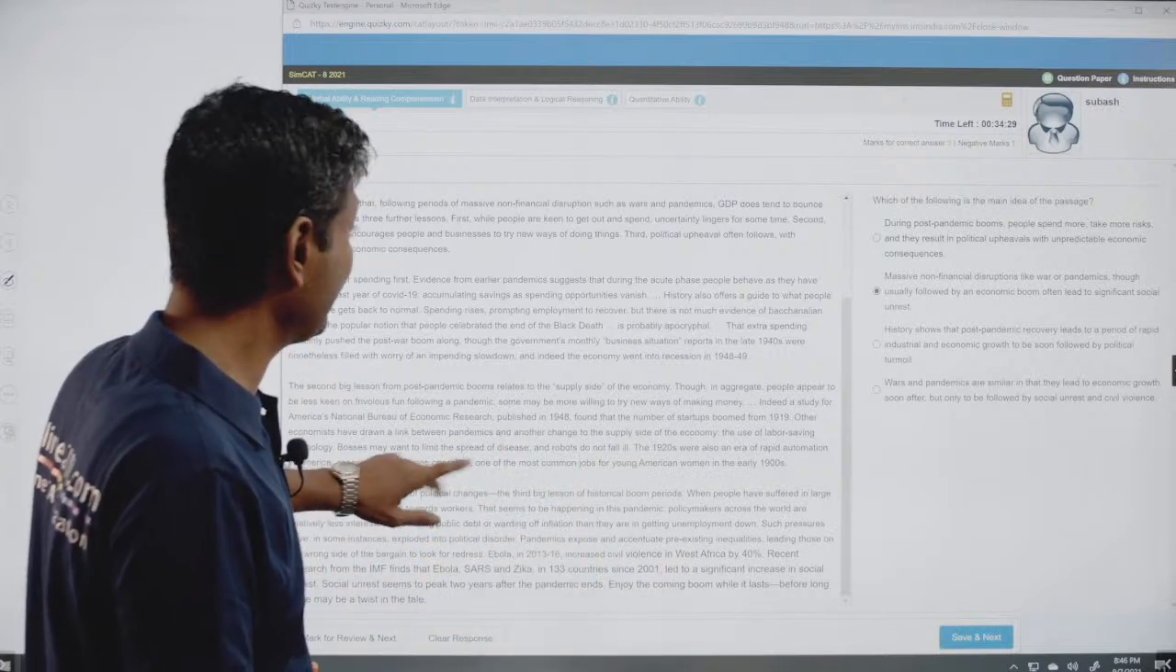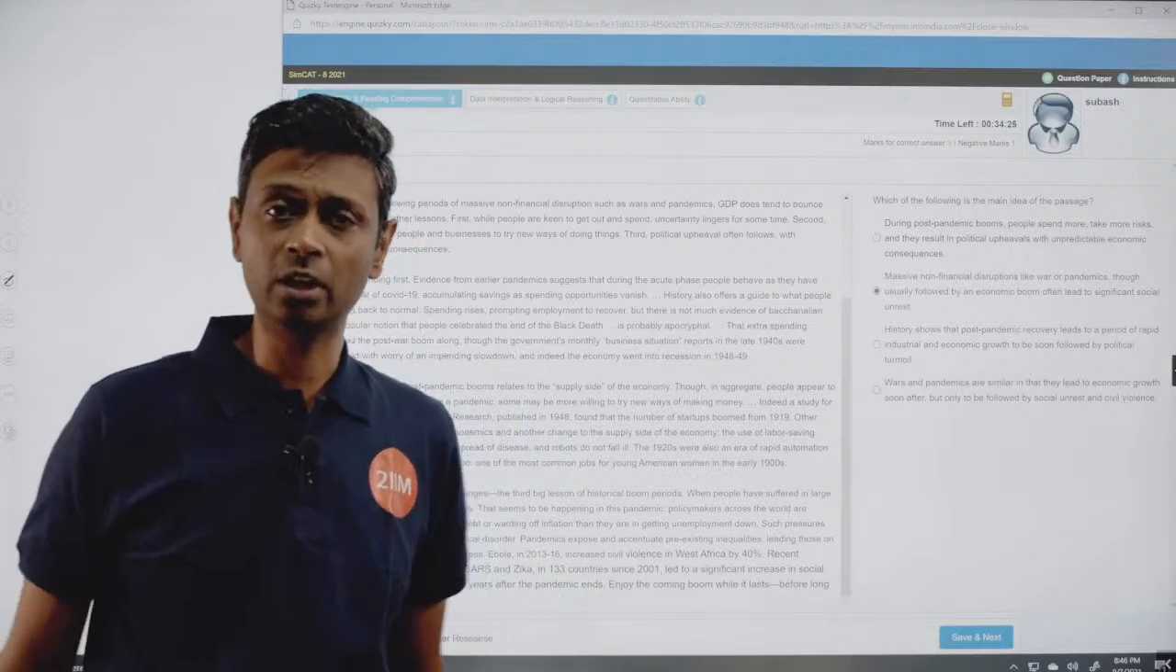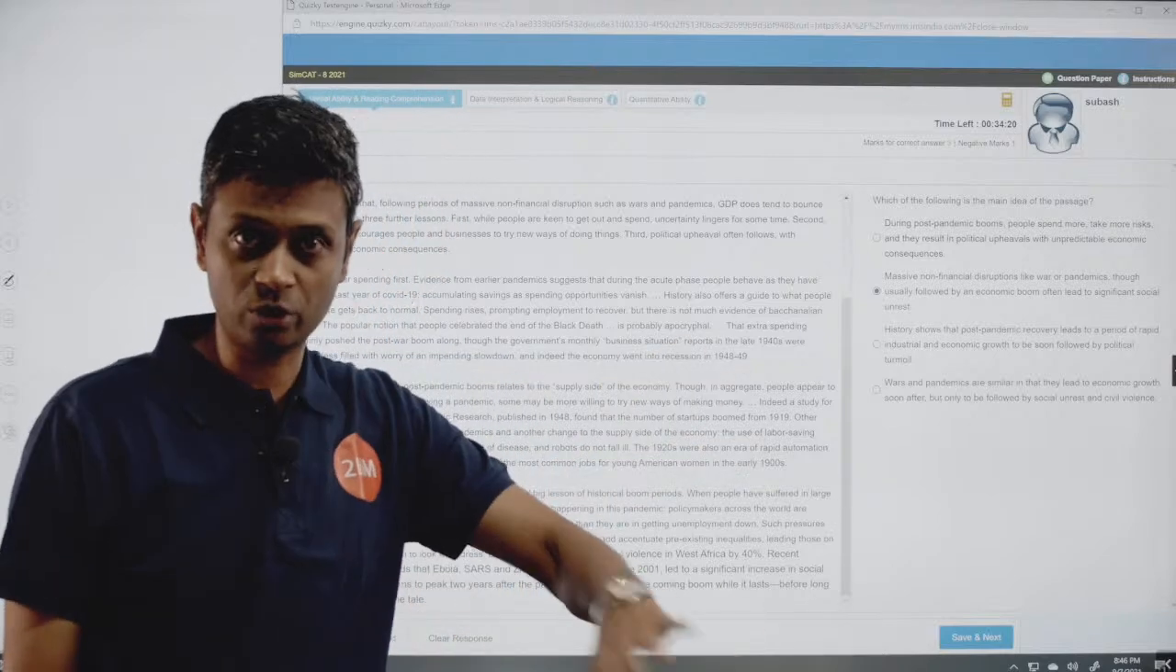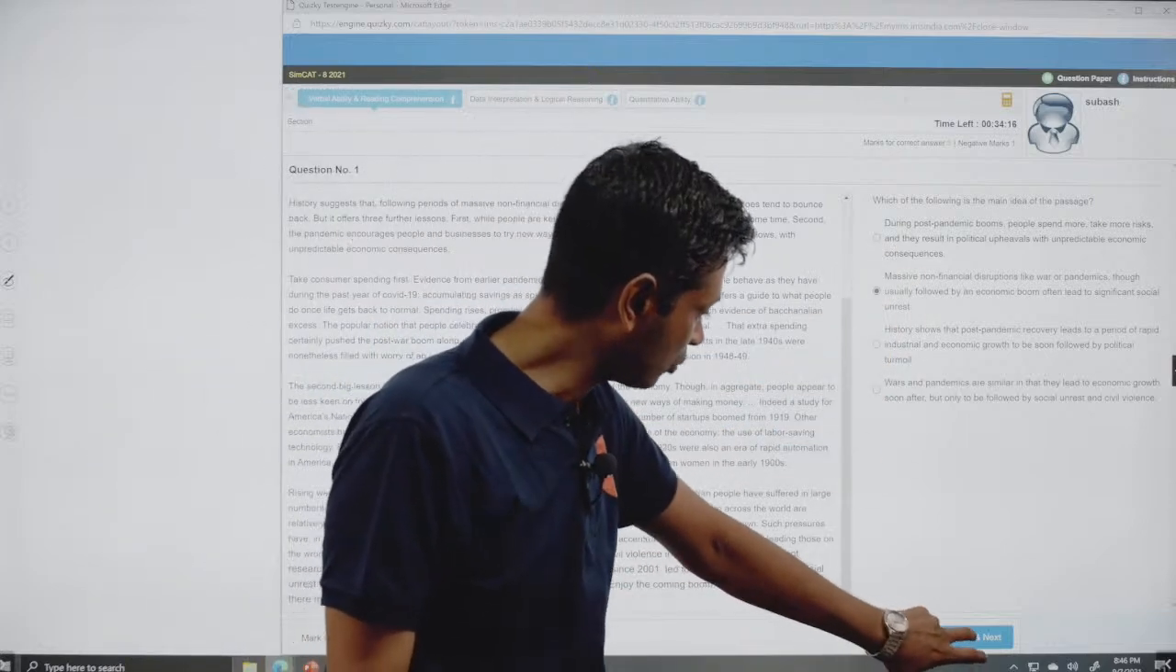Labor saving technology comes in, and that changes the equation between labor and capital. Workers get crushed more, inequality increases, which leads to this. So the economic supply side addressal causes this, not this. I would go with this. I'm confident enough to mark it.